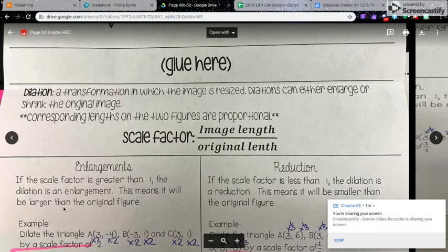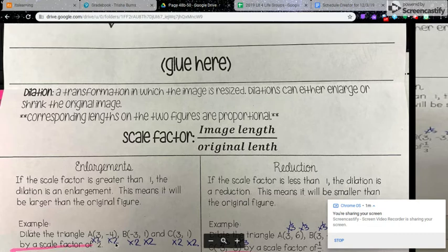So if you look, there's a scale factor of 2. Scale factor of 2. So you will multiply all the coordinates by the scale factor. So 3 times 2 is 6. Negative 4 times 2 is negative 8. Negative 3 times 2 is negative 6. 1 times 2 is 2. 3 times 2 is 6. 1 times 2 is 2.